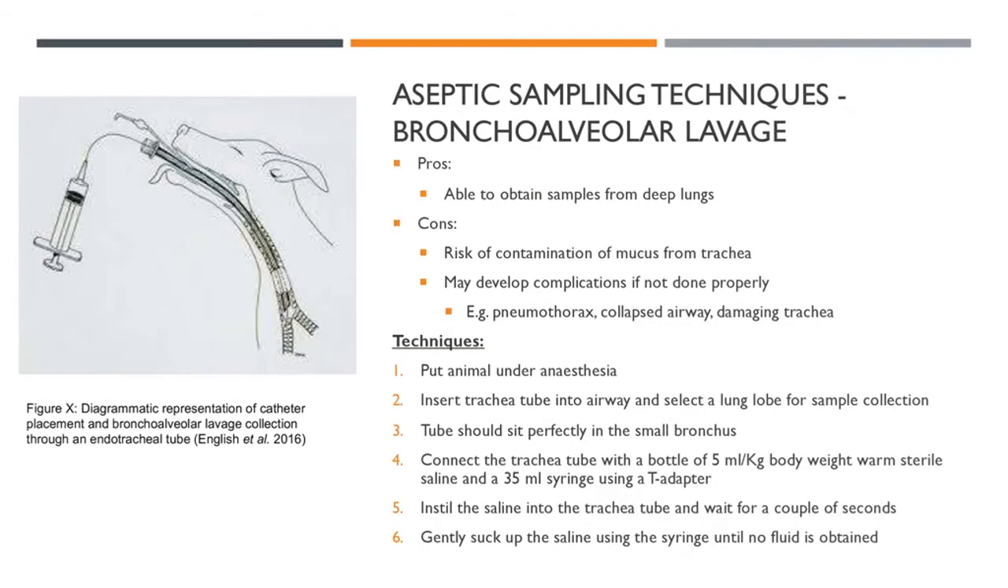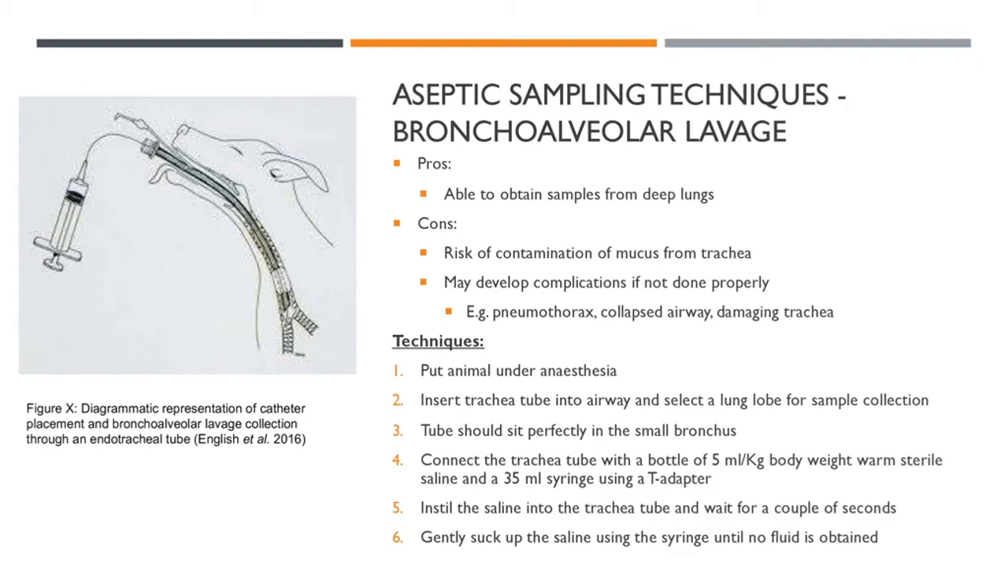Last but not least, bronchoalveolar lavage can also be used as a sampling technique. The advantage of using this technique is being able to obtain samples from deep lungs. However, it has a high risk of contamination with mucus from the trachea. It may also cause complications if not done properly, for example, pneumothorax, collapsed airway, or damage to the trachea.